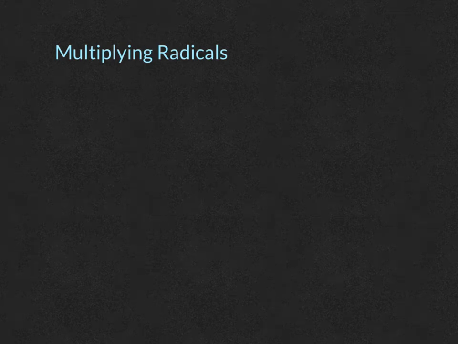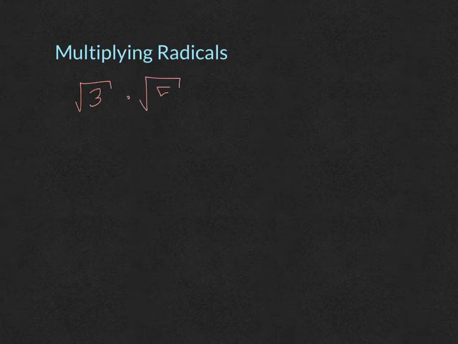Okay, so let's say we have two radicals, the square root of 3 times the square root of 5, and we want to multiply them. What we are going to do is you just multiply the insides. 3 times 5 is 15.